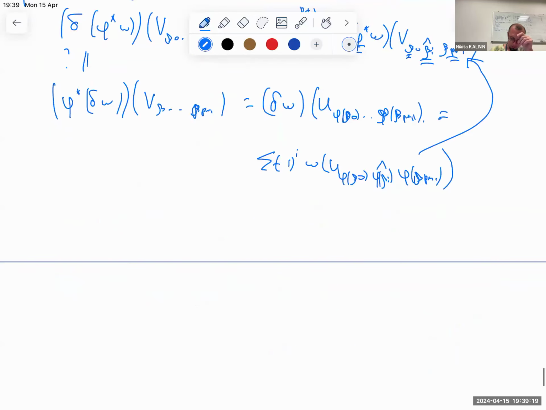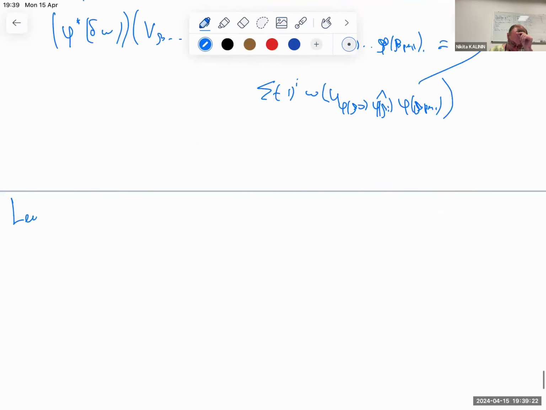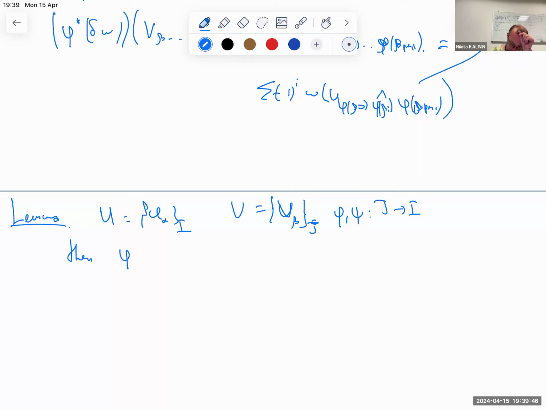Then we need to show the following. So if we have one refinement but two different maps, so let's say that we have this U, which is given by this U alpha, we have V, which is given by this V beta, but maybe we have two different refinement maps. Let's say phi and psi, that are two different refinement maps. So here I, here J. Then phi upper star and psi upper star are homotopic.